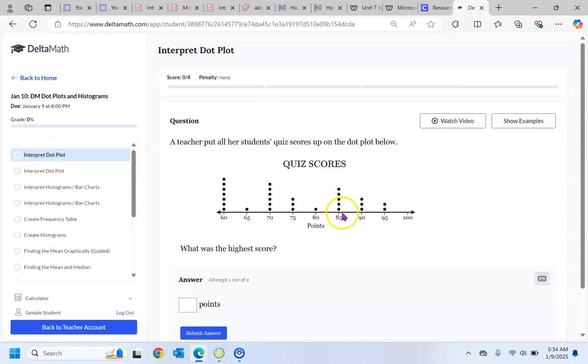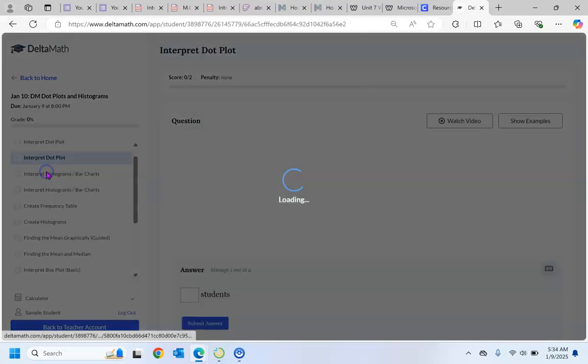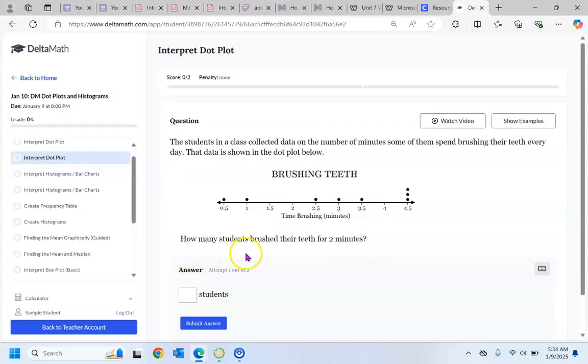So interpreting dot plot. So a teacher pulled all of her student scores up on a dot plot, which one was the highest score, okay? So you can see here which one was the highest. Let's see. How many students brushed their teeth for 2 minutes? So you don't see anything in 2 minutes. So how many students is that, okay?